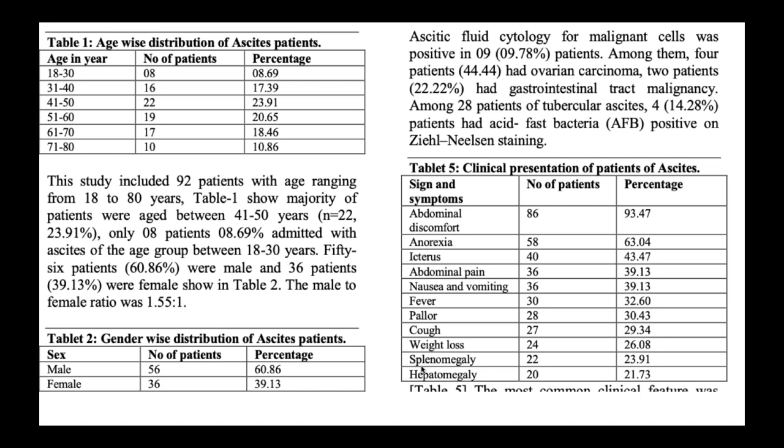Then abdominal pain, nausea, these are all because of the local complaints. And so these were the common symptoms with which patients of ascites present. Some of them are due to the ascites, some of them are due to the cause of the ascites. For example, cough. Cough can be because of some diaphragmatic irritation or subdiaphragmatic collection, or it can be because of some tuberculosis in the lung which is causing a tubercular ascites, or it can be because of a malignancy in the lung which is causing a malignant ascites. Okay. So these are the common symptoms.